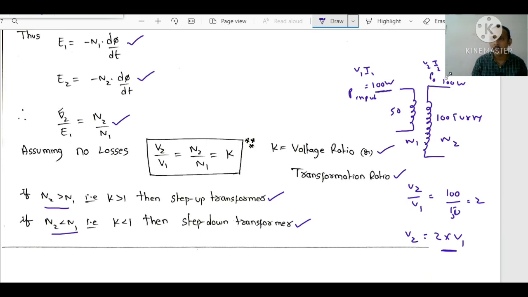That is if it is ideal. Of course, there will be some losses. Whatever you give to the transformer, you will not get 100% as output. Some losses will be there, right? So to make you understand, V2 by V1 equals N2 by N1 equals K.